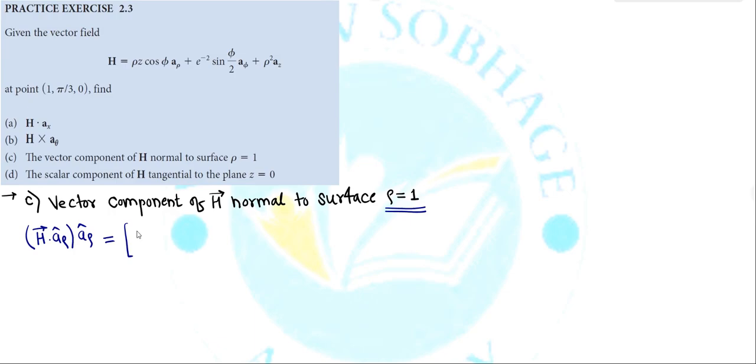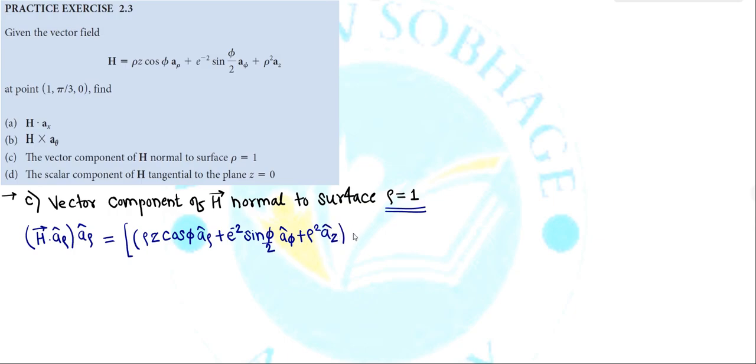Simply we are going to put those values. Very firstly we are going to rewrite the vector h, which is rho z cos phi a rho plus e raised to the power minus 2 rho, sin of phi by 2, a phi plus rho square a z.